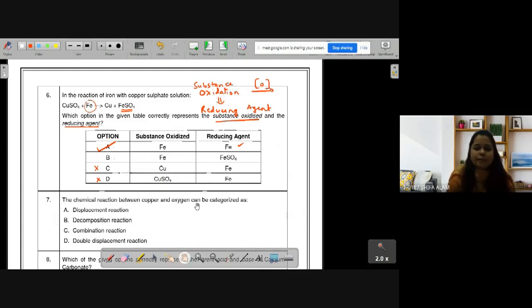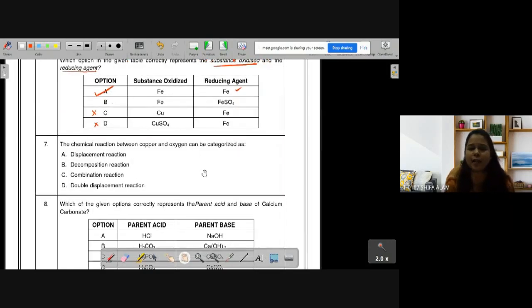Number 7. The chemical reaction between copper and oxygen can be categorized as... Copper when oxidized with oxygen gives us CuO. Since oxidation is not there in the options, we find that A and B combine together to give us AB. This generalization is therefore a combination reaction. So option C is the correct option.